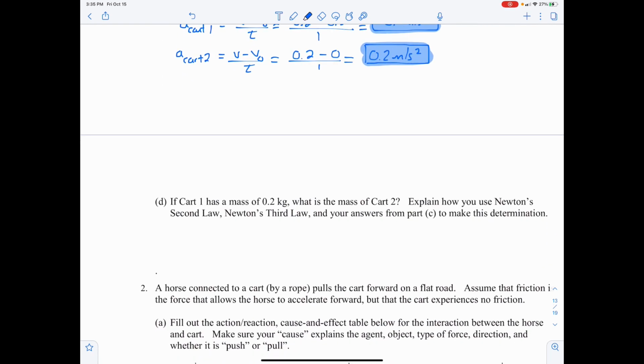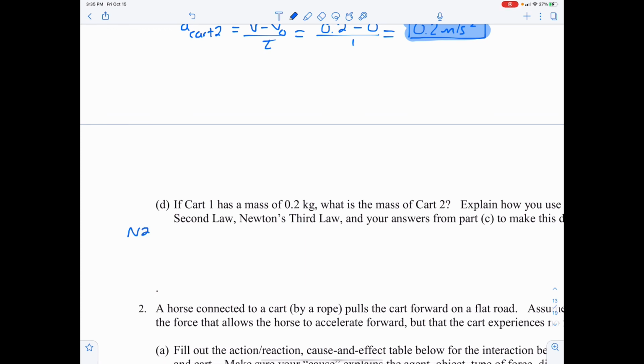Part D. If cart 1 had a mass of 0.2, what is the mass of cart 2? Explain how you use Newton's second law, Newton's third law, and your answers from part C to make this determination.